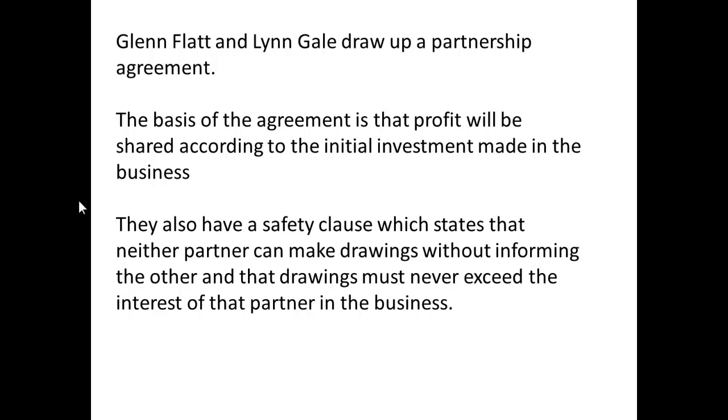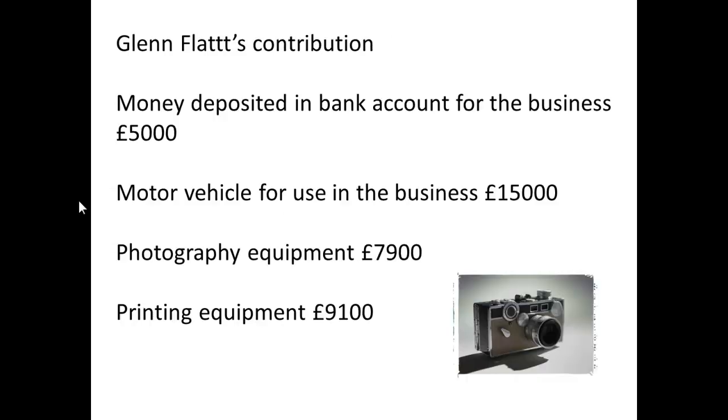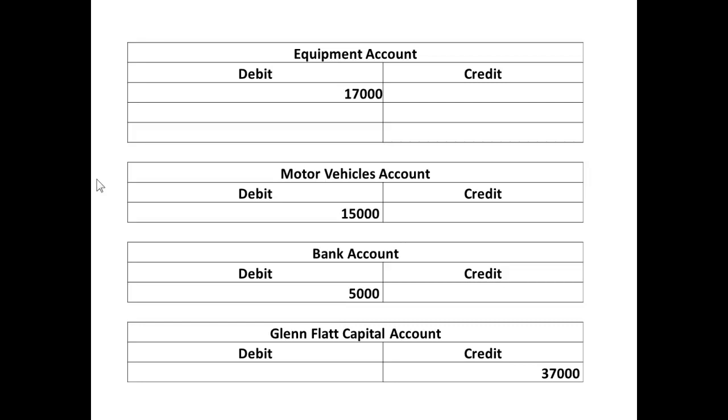That's to stop the initial capital being reduced. So, Glenn Flatt's contribution: he puts in 5,000 cash. He gives his motor vehicle to the business, 15,000. He has photography equipment and printing equipment, and he donates these to the business as well. So all those things represent assets that he is going to put into the business.